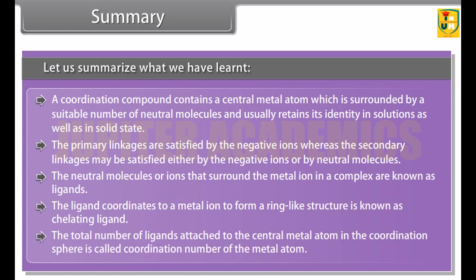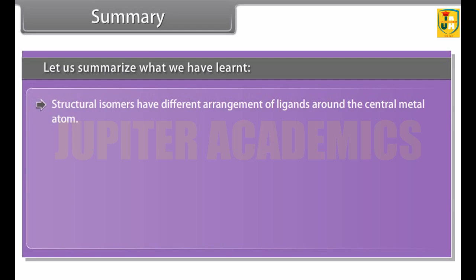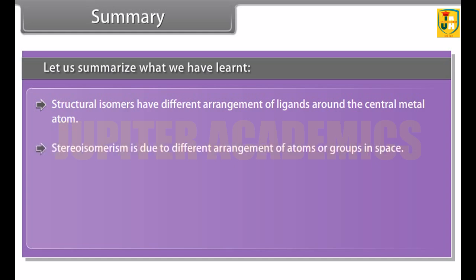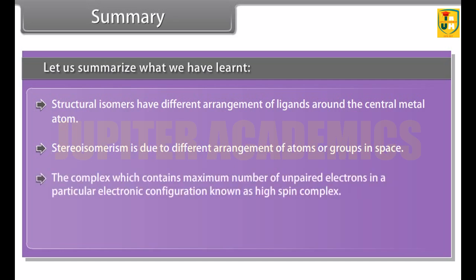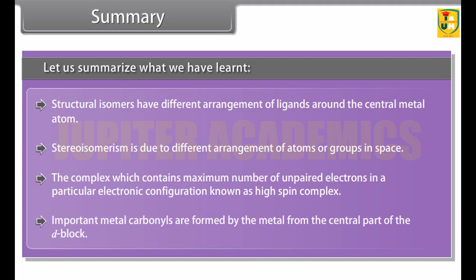The total number of ligands attached to the central metal atom in the coordination sphere is called the coordination number of the metal atom. Structural isomers have different arrangements of ligands around the central metal atom. Stereoisomerism is due to different arrangement of atoms or groups in space. The complex which contains the maximum number of unpaired electrons in a particular electronic configuration is known as a high-spin complex. Important metal carbonyls are formed by the metals from the central part of the d block.